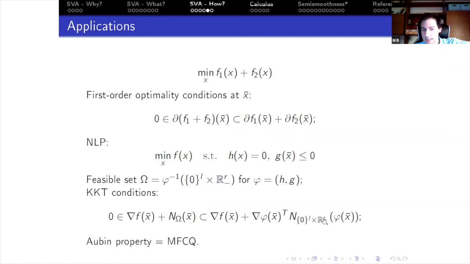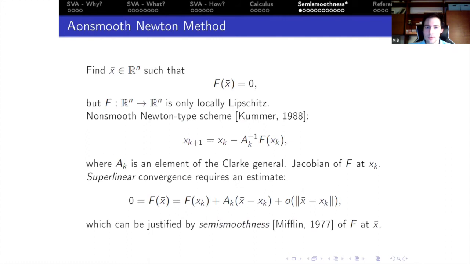Here, in order to get that, you can use Holbein property, as we discussed, and this is precisely the so-called Mangasarian-Fromowitz constraint qualification. And here, this is a product, you can split it into H and G, and you get precisely the multipliers. Normal cone to zero is simply the full set. These are the equality constraints, corresponding multipliers. Here, R minus, you get normal cone to R minus, you get R plus. So, of course, there are sign constraints for the multipliers corresponding to inequality constraints.